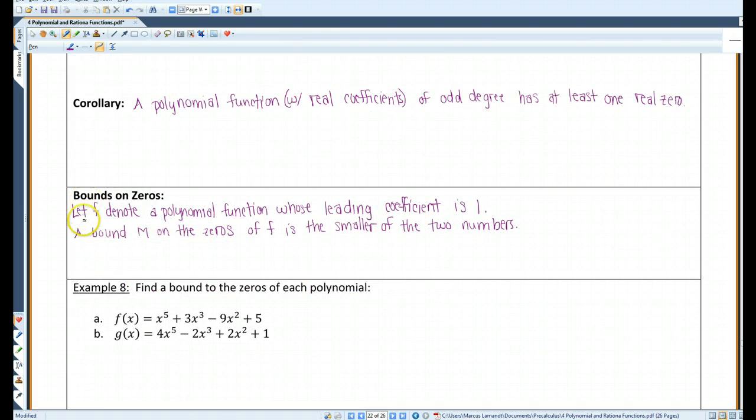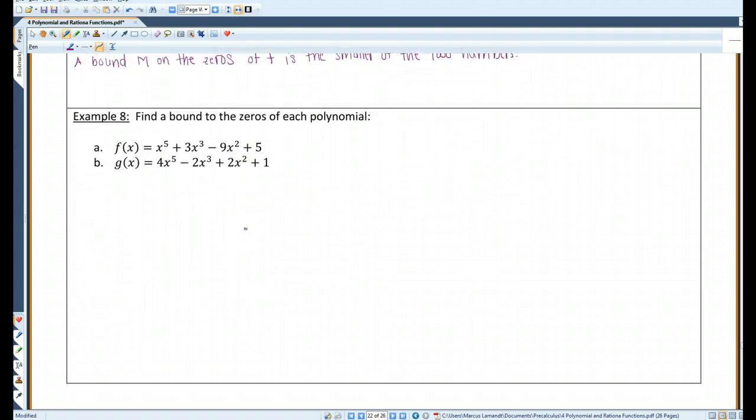Alright, bounds on zeros. Let f denote a polynomial function whose leading coefficient is 1. A bound m on the zeros of f is the smaller of the two numbers. Okay, so this will make a lot more sense when we do some examples, but the examples will be on the next video. Alright?